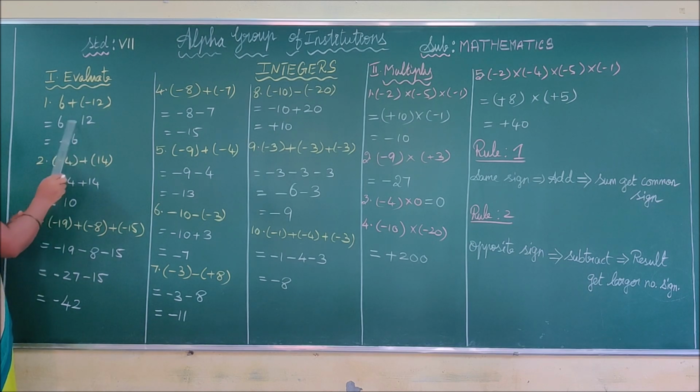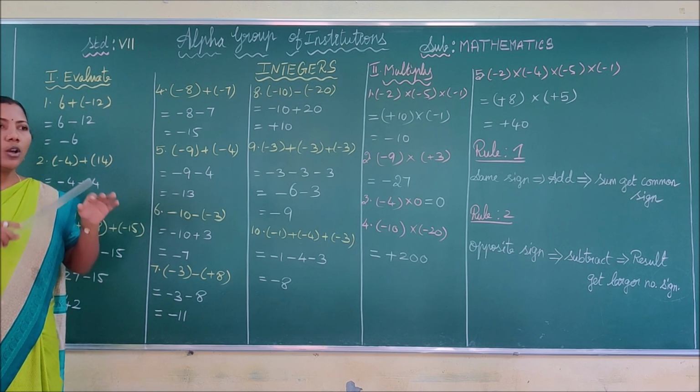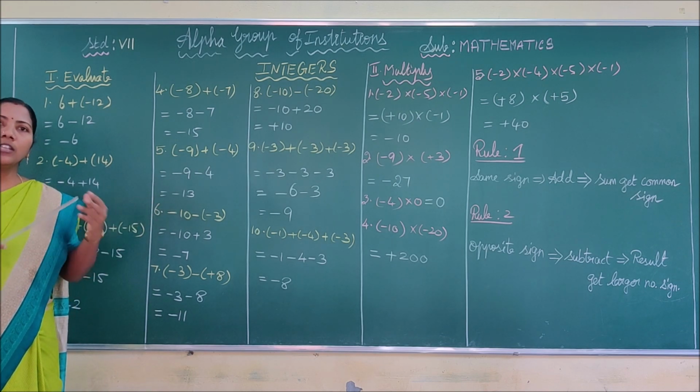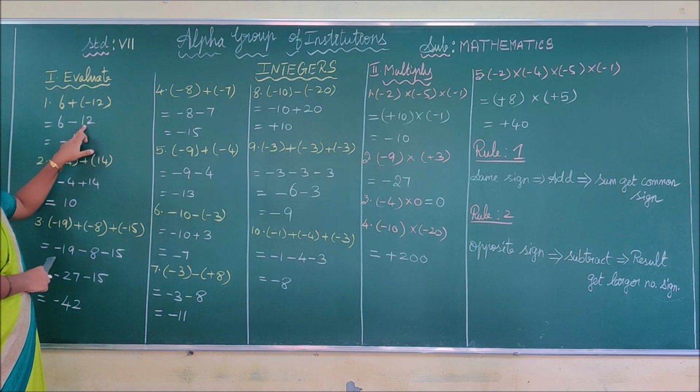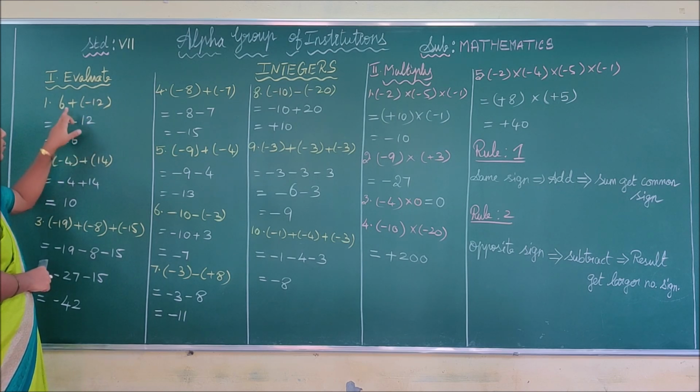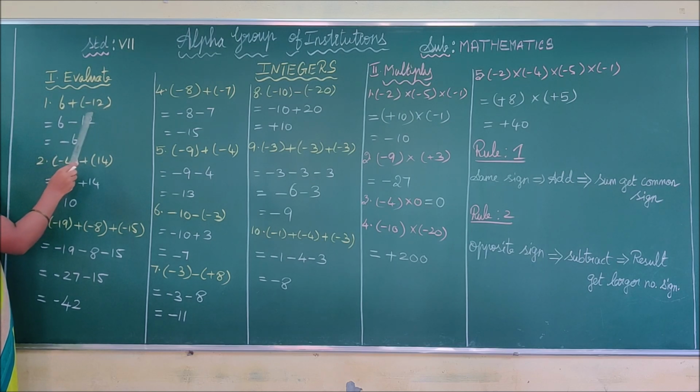One more thing I have to say: while removing the bracket, you should be very careful, children. Some of the students, while removing the bracket, ignore the symbol also. For example, by removing this bracket, they simply wrote 12. Before removing the bracket, you should multiply the signs. See here, 6 plus into minus. You have to multiply the symbols. This is the procedure for removing brackets. Some students simply remove the bracket and write the number 12 as it is. Don't do that. You have to write it as 6 plus into minus 12.